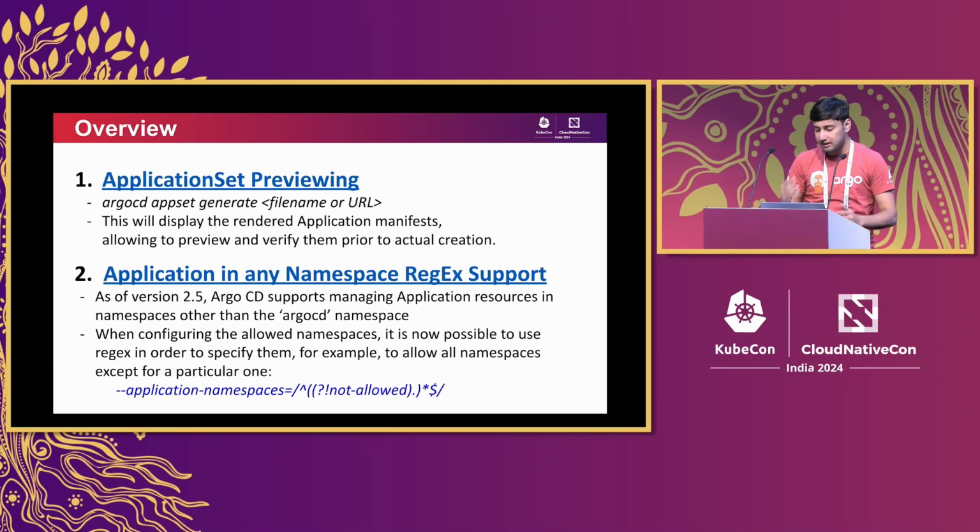Second, the applications in any namespace feature now has regular expression support. We already have something called the application namespace flag, and before 2.13 we did not have regular expression support for this. With the 2.13 release, you can now use a regular expression to define your namespaces. For example, in the following slides, you can see that if you want to allow all the namespaces except for a particular namespace, then you can use a regular expression like the one mentioned here.